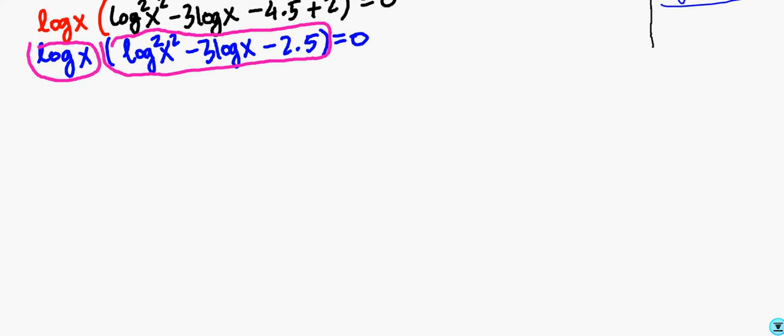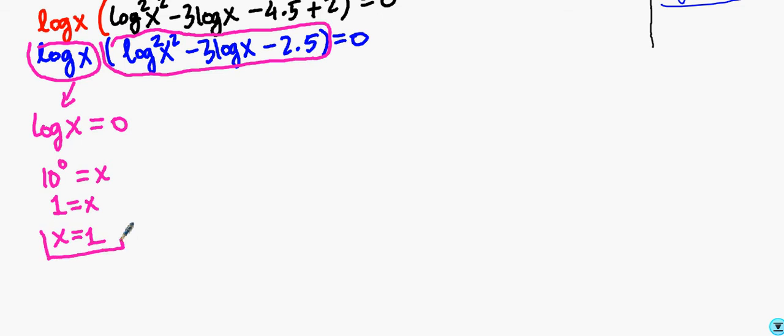So let's see. Option 1, log x equals 0. Well, the base of this log is 10, so we're saying that really 10 to the power of 0 equals x. So 10 to the power of 0 is 1 equals x, or if you like to see it this way, x equals 1. So that's one solution. Another solution here we need to think about and see how can we write this. We're going to be a little tricky here.